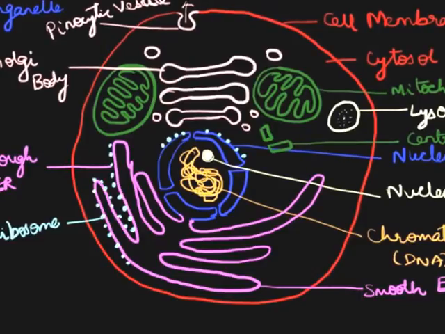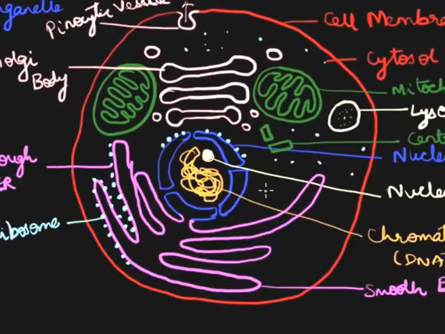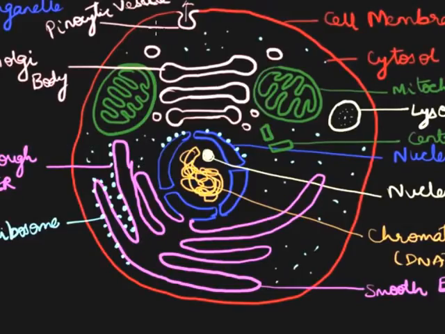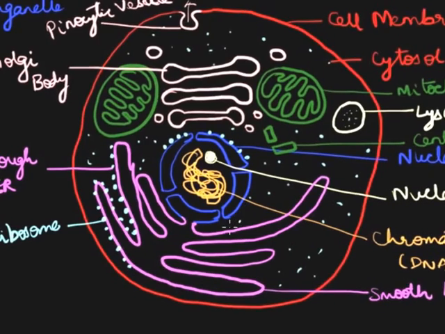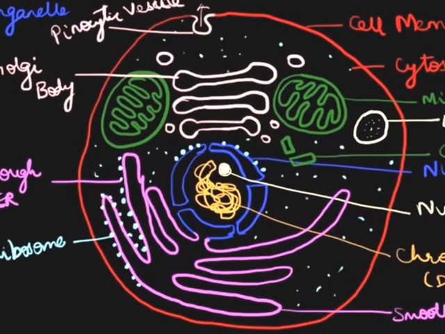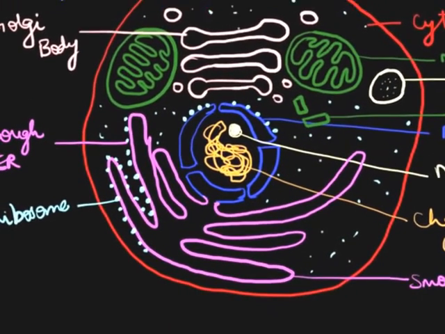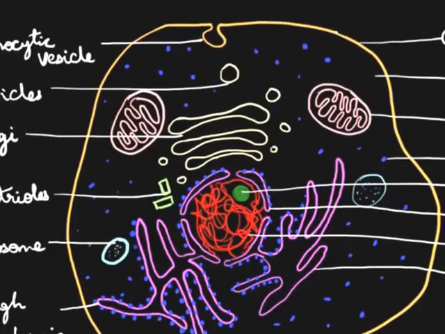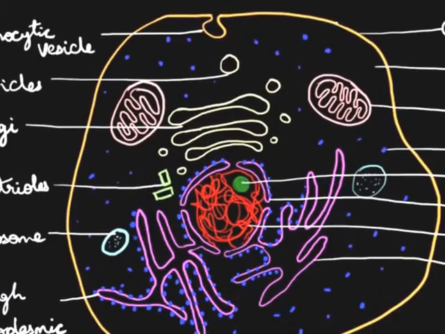Okay, so let's now put some ribosomes in the cytosol. So we have put all the organelles in place now. Let us go down and look at a completed structure. So this is how a completely, properly labeled cell looks.